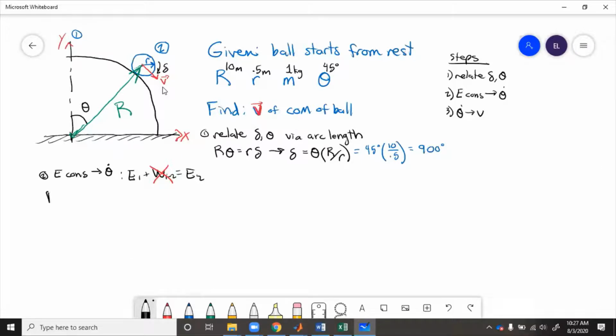Then we know that potential energy at 1 is going to equal the energy at 2, which at 2, it'll have some potential energy still because it hasn't got to the bottom. But it'll also have kinetic energy. It will have the translational of the center of mass. But it'll also have rotational because it's spinning around itself. If it was just a block, then it would only have translational because it wouldn't be rotating. But since it's a ball, it's got the rotational.